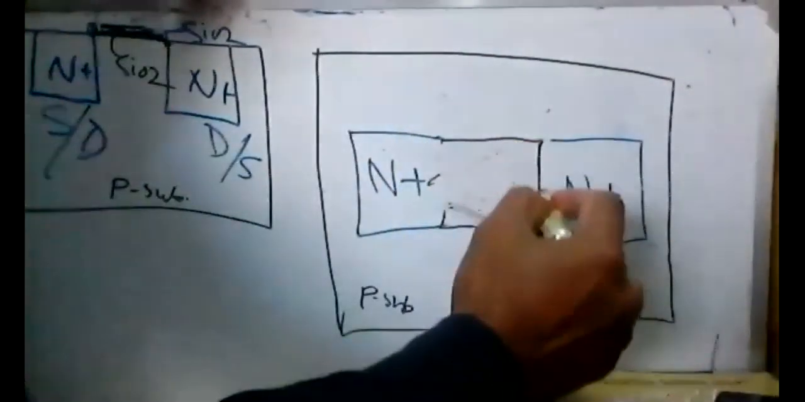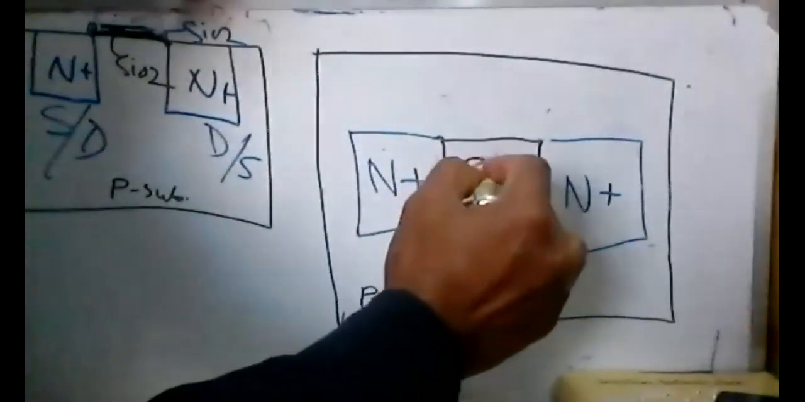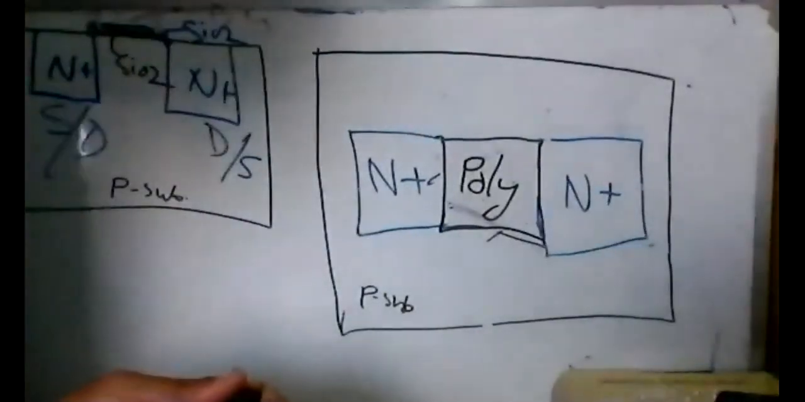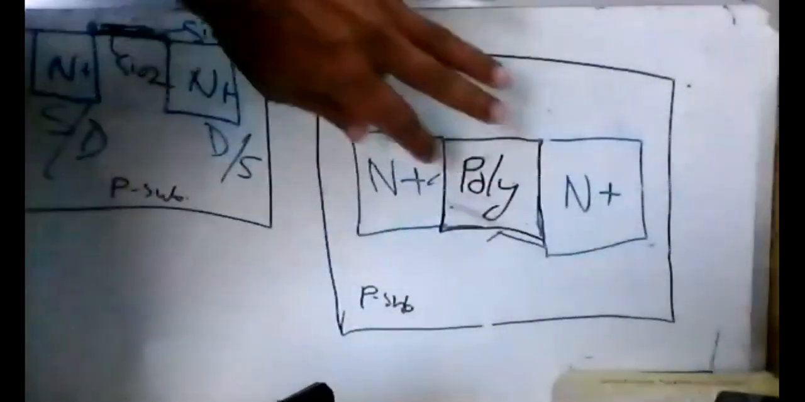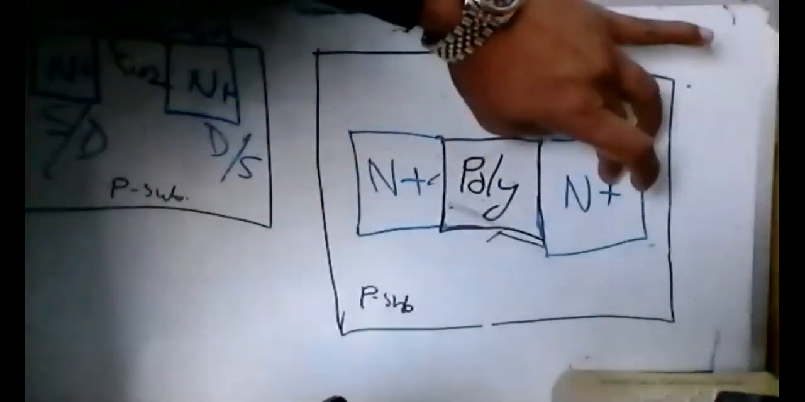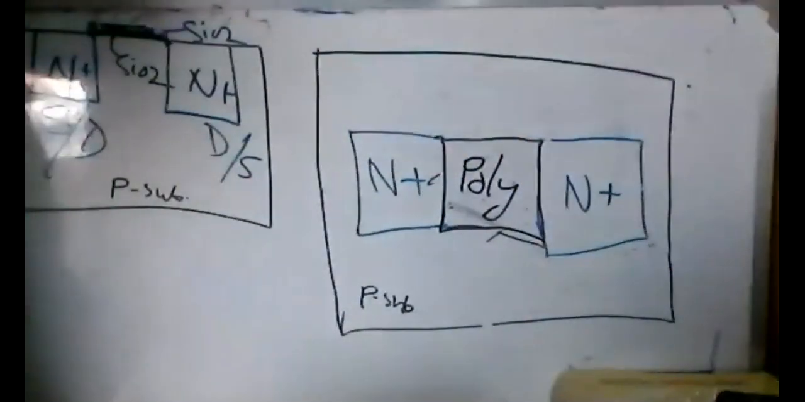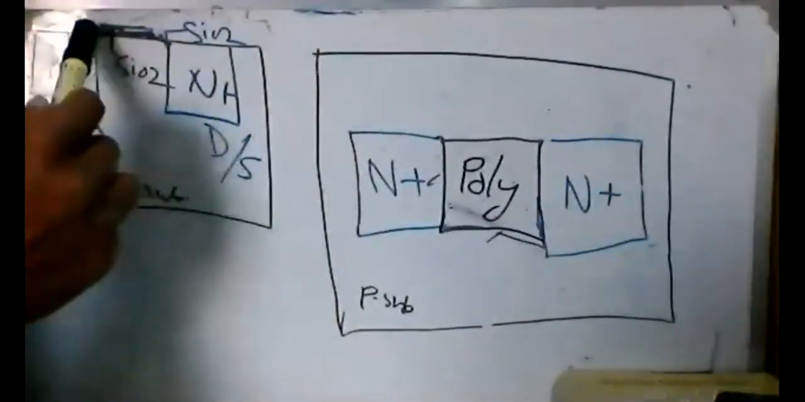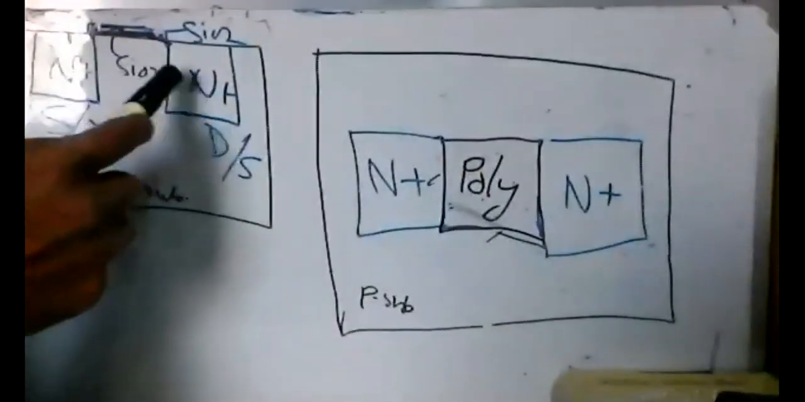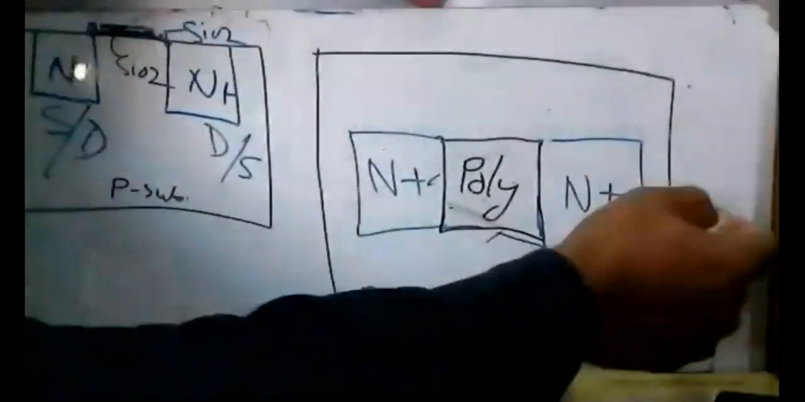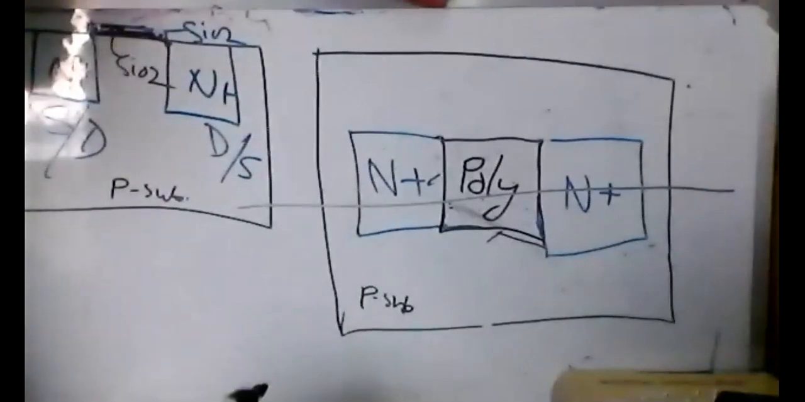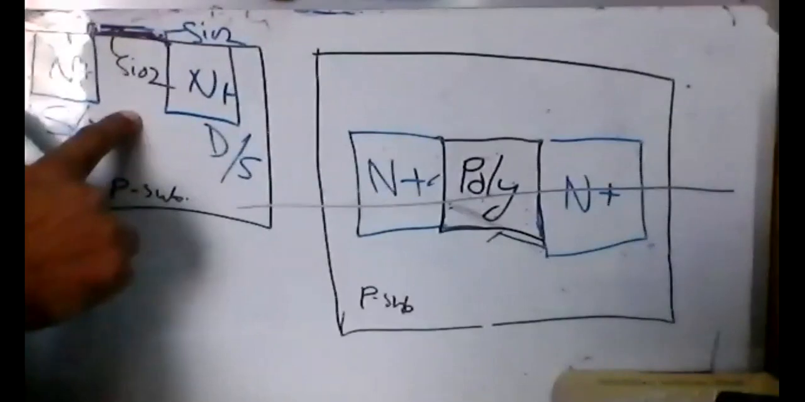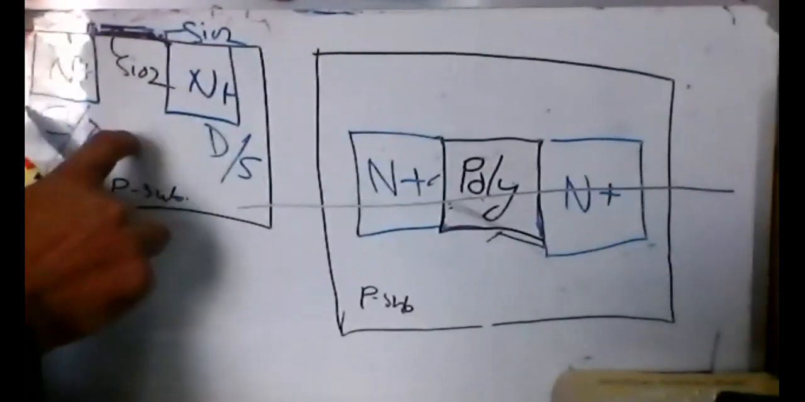Now this one will be polysilicon, or in abbreviated form we will say poly. From the top view, you can see N plus on one side, another N plus, and the middle is poly, or polysilicon. So this is the transistor, right? And this view is actually cutting from here. If you cut it here, you will see this type. This is a cross-sectional view.